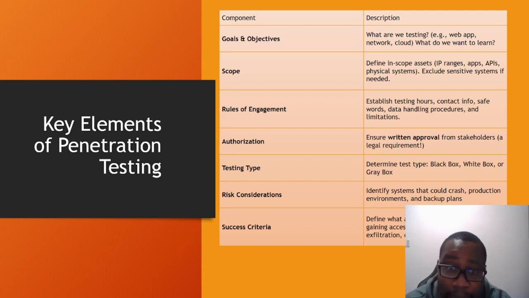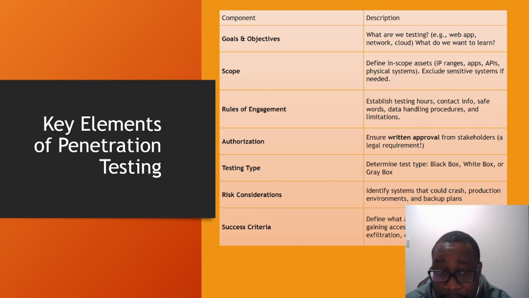Your rules of engagement, ROE, establishing test hours, the contact info, the safe words, the data handling procedures and limitations that are given by the organization that's giving you the green light to pen test them, right?